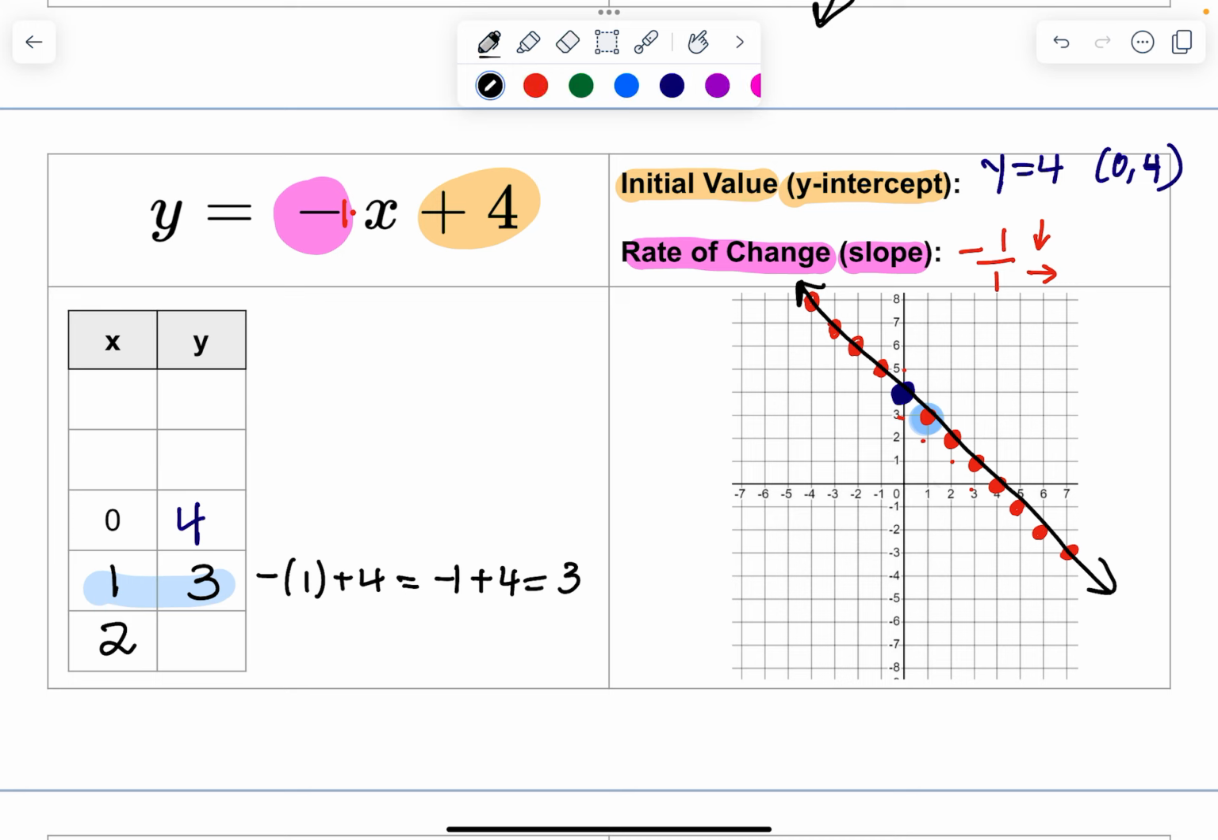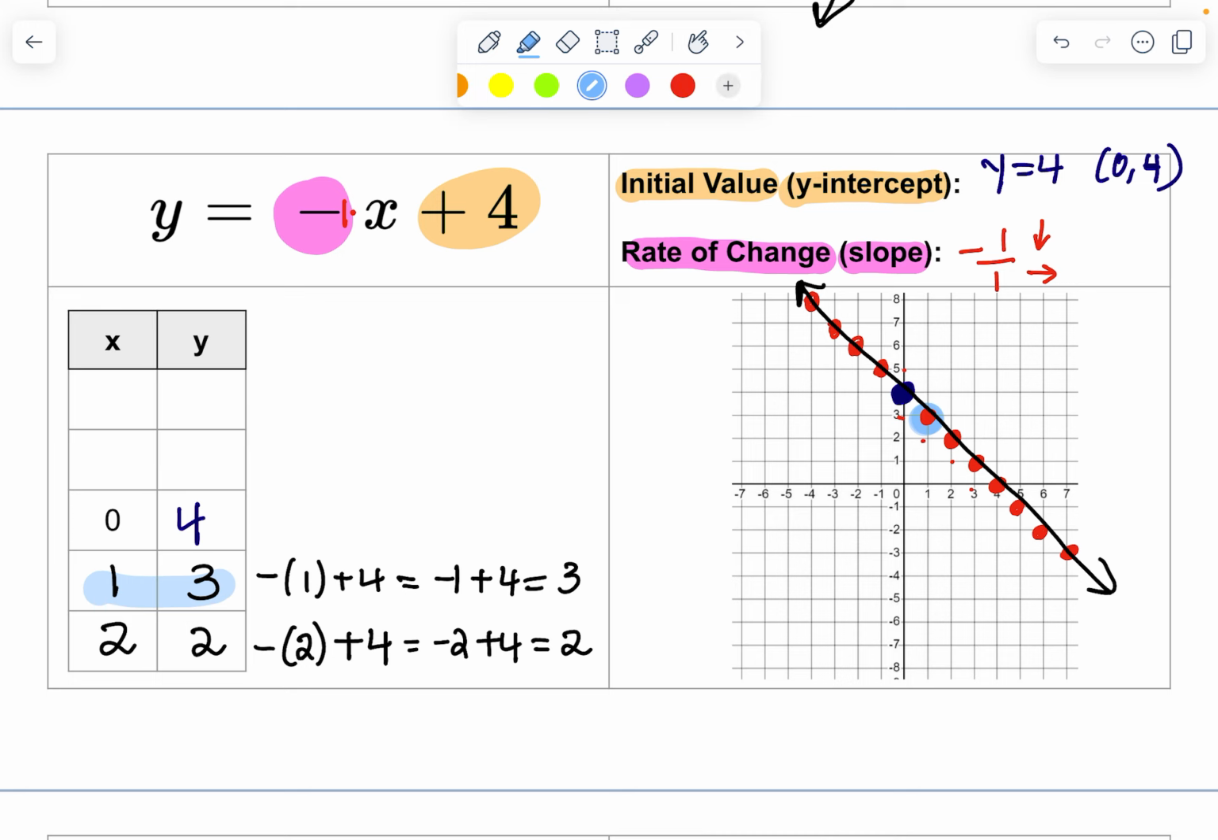Let's practice plugging in 2. My original equation is -x plus 4, or negative parentheses plus 4. The x I'm plugging in, the value I'm substituting in for x, is 2. So I have -2 plus 4, or 4 take away 2, which gives me my output of 2. Let's verify that this is on the graph as well, right? 2 comma 2. When x is 2, y is 2. That's that point right here.